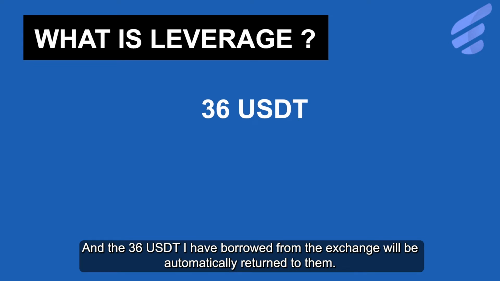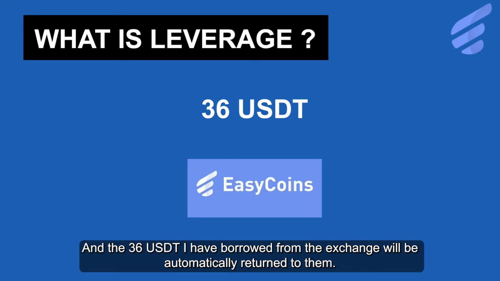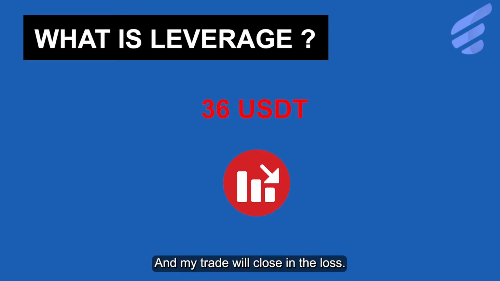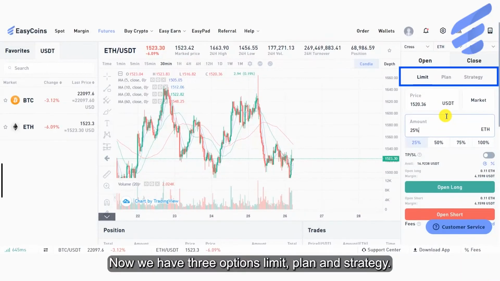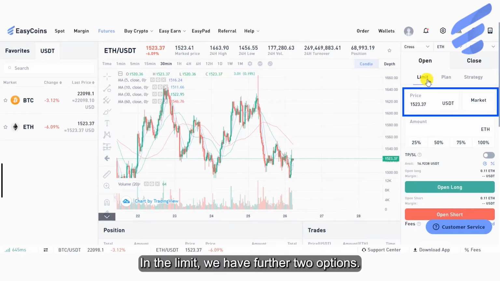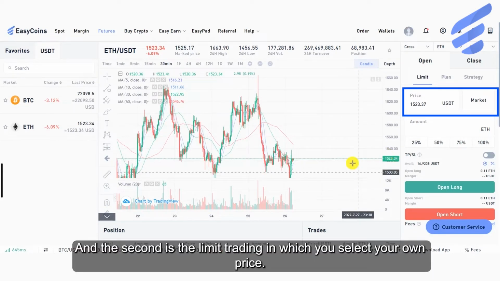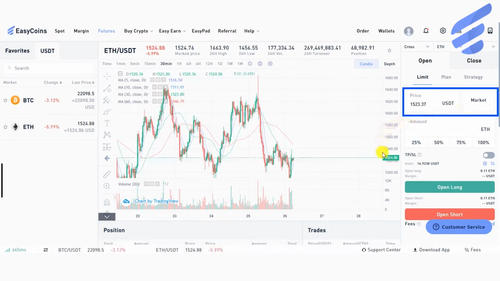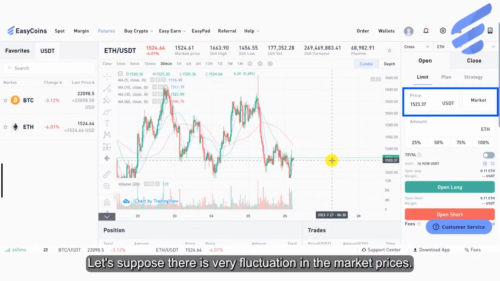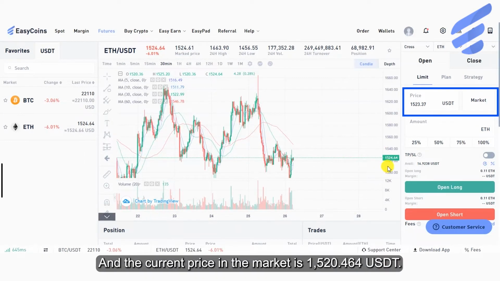But if I am doing isolated trading, my trade will automatically be closed here. And the 36 USDT I have borrowed from the exchange will be automatically returned to them, and my trade will close in loss. Now we have 3 options: limit, plan, and strategy. In the limit, we have 2 further options. First, we will trade according to the market's current price, and the second is limit trading, in which you select your own price.